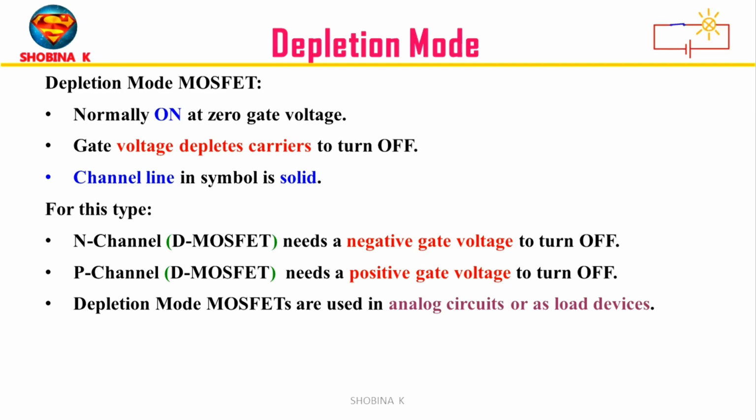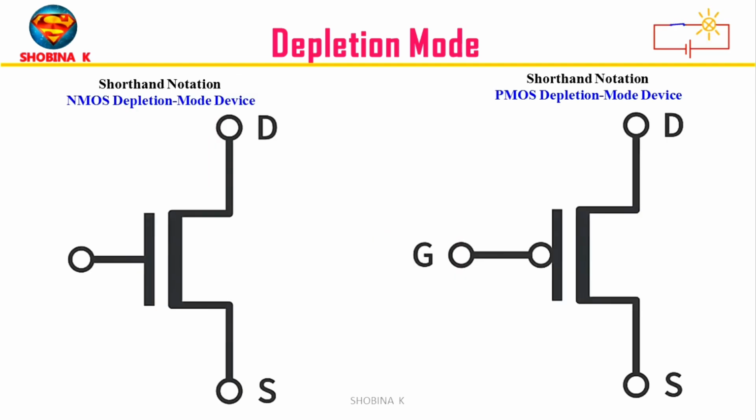Now look at the shorthand notation for N MOSFET and P MOSFET in depletion mode. The depletion mode MOSFET conducts by default even without gate voltage. So the channel is shown thicker in diagrams, which indicates its natural conductivity. In shorthand notations, the arrows are not shown. These are simplified versions commonly used in circuit diagrams.